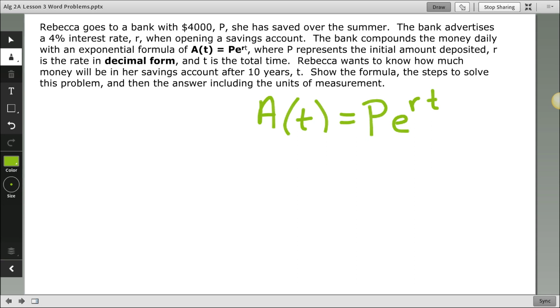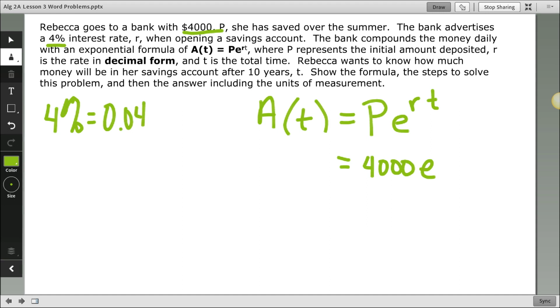All right, so we've got our P, which is 4,000. E, we'll talk about that in just a second. We've got a rate. Our rate is 4%. Remember, like we said, if we're going to use it in a problem, 4% has to be a decimal, so 4% equals 0.04. And then we're looking for 10 years.